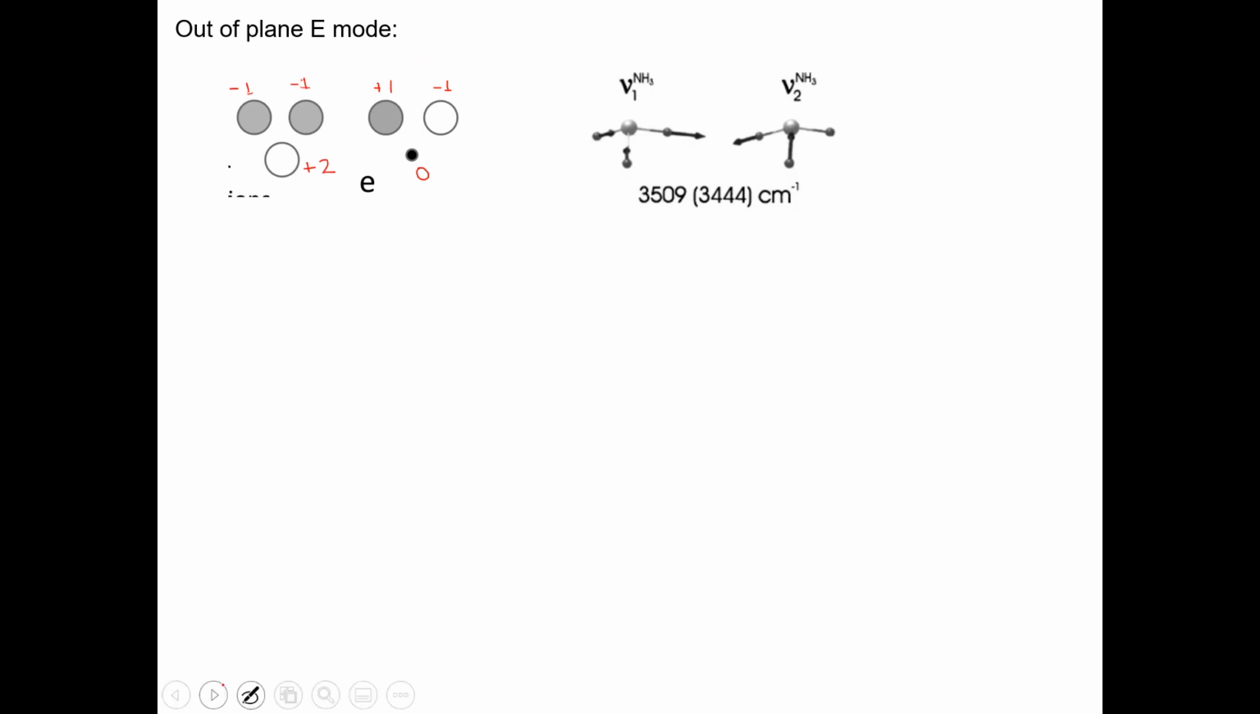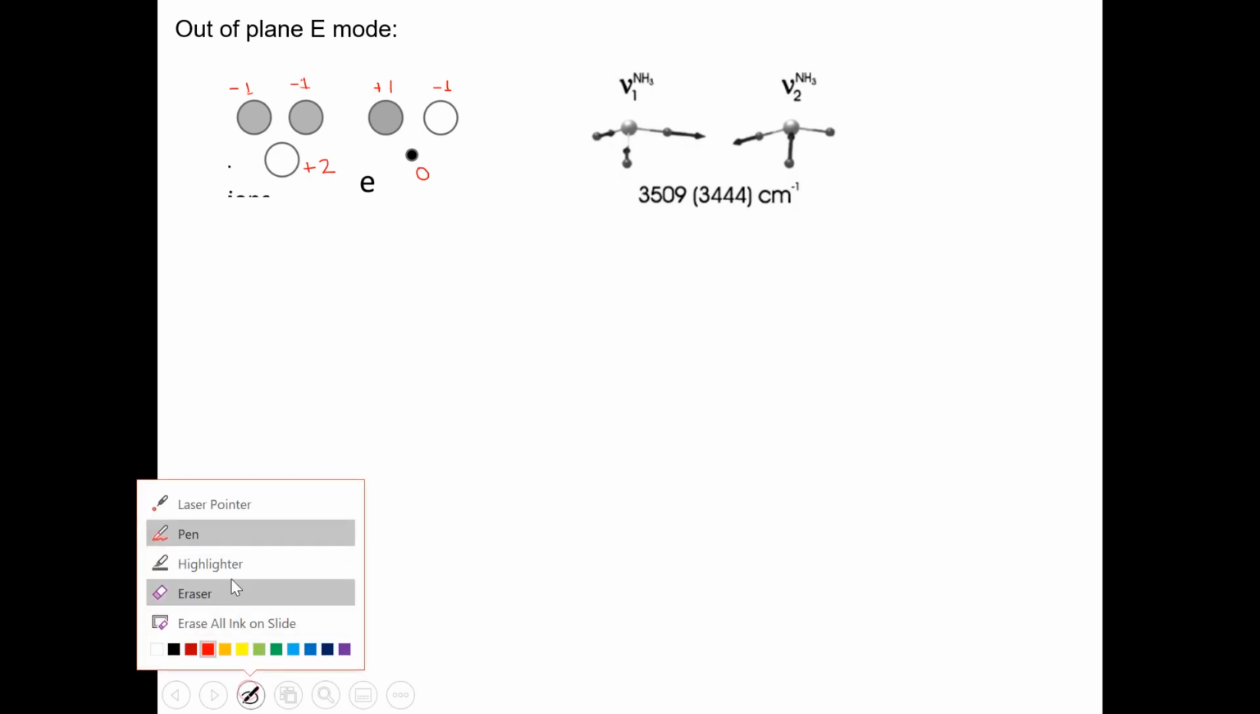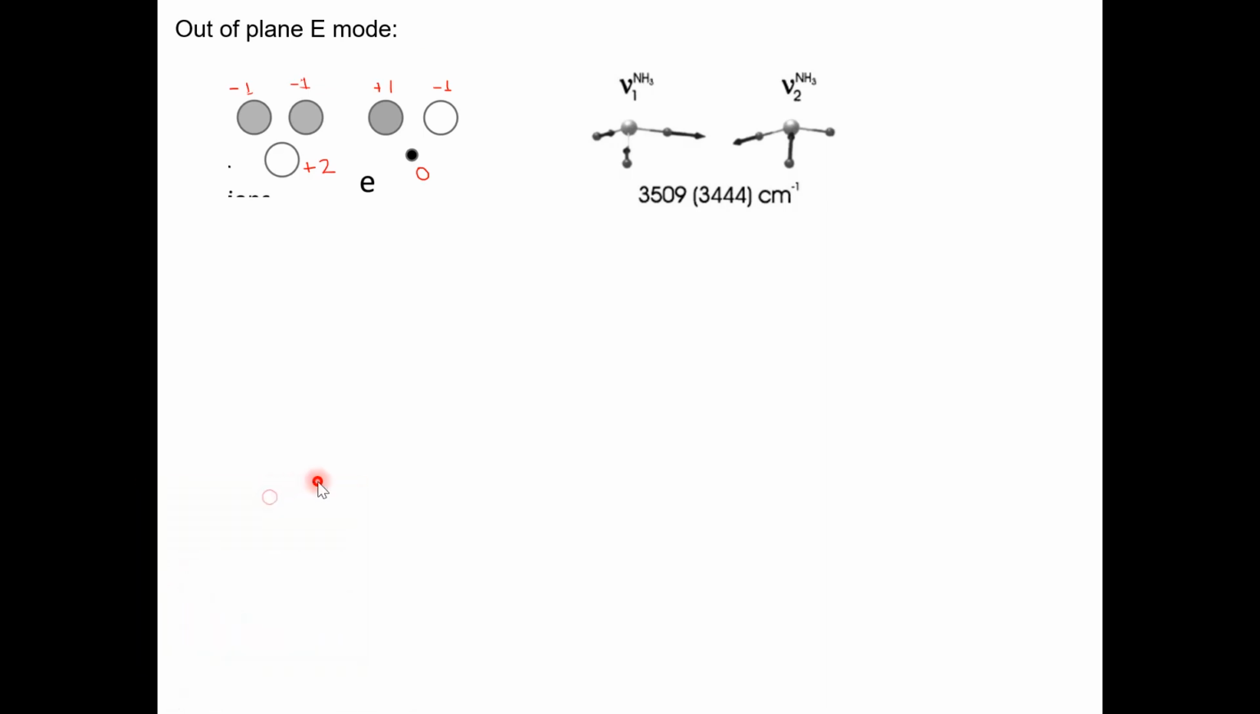Okay. And once again, this is very similar to what I have drawn before. You see this one is not moving, and this one is moving opposite, one up and one down. So this one is very similar to this one. And in this other case, it has a larger amplitude downwards, and the other two atoms have a smaller amplitude upwards. Okay. And once again, this is not perfectly out of plane, because it mixes with the other in-plane mode that I discussed in the previous slide. Okay, so I hope you get the idea.